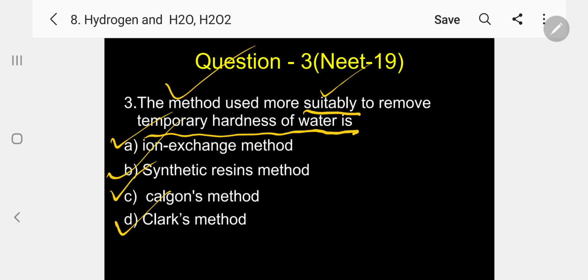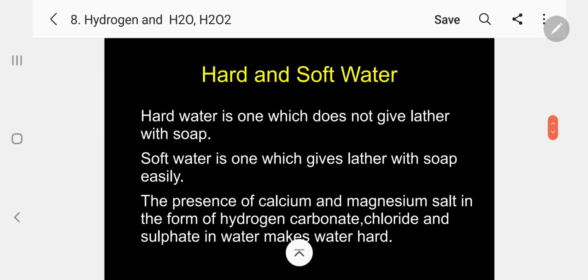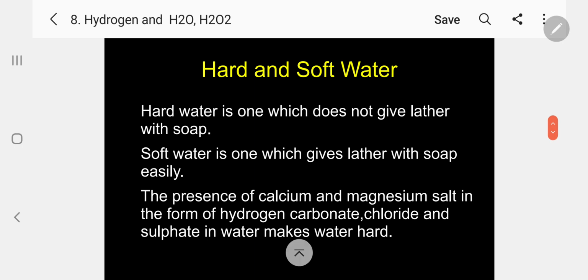Please follow. The first three methods, ion exchange, synthetic resin, and Calgon method, are common to both temporary and permanent hardness. Please memorize, my dear students. So the Clark method is suitable only for temporary hardness. This question was asked under hardness of water, so let me explain the basic theory behind it, then I will come to the answer.